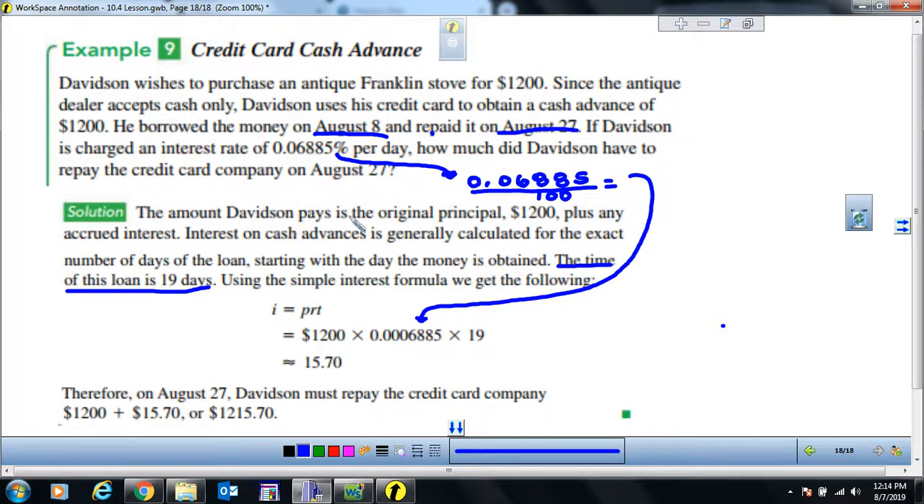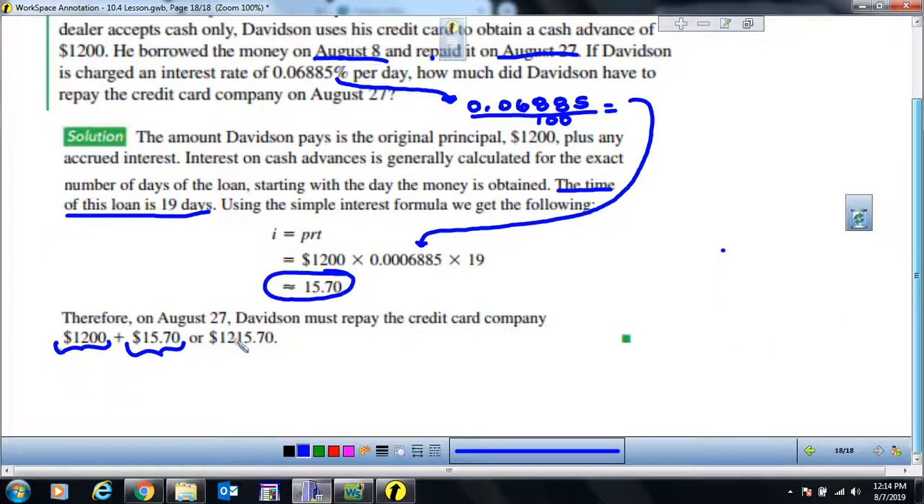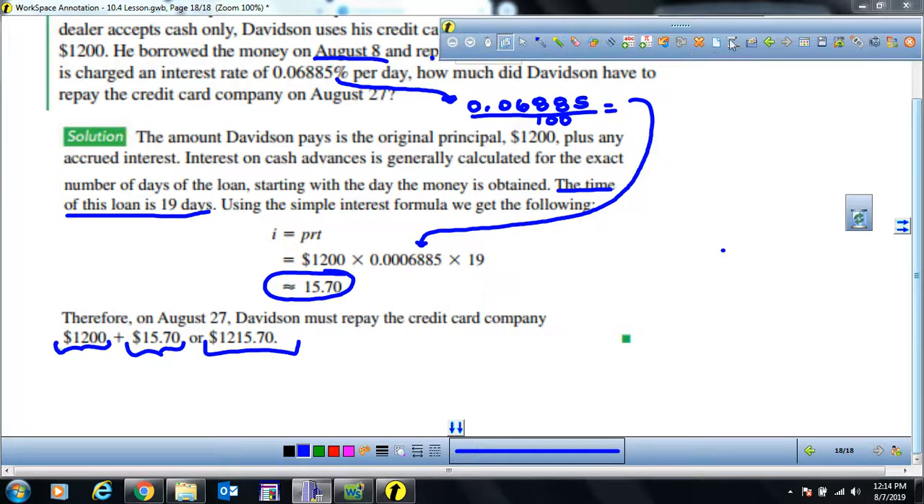So here the interest on cash advances is going to be this. Therefore, on August 27, Davidson must repay the credit card company the amount that he took out as cash advance plus the interest charged on cash advances, and this is the total amount that he's going to have to repay the credit card company for borrowing that amount, I guess, for the interest and the fees for the use of that money. And that's it.